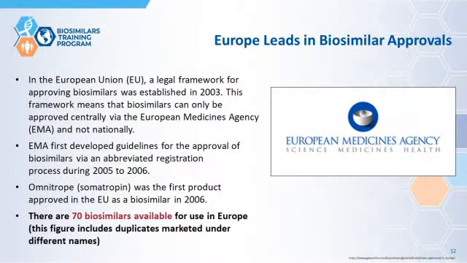In the European Union, the first biosimilar that was developed was Omnitrope, or somatropin, which is a growth hormone type of product that was approved for use in 2006. There are currently 70 biosimilars available in the EU.